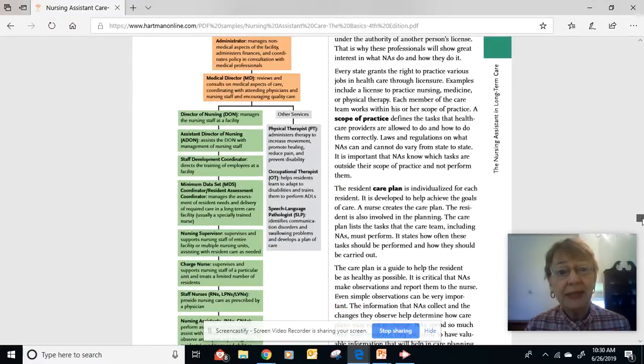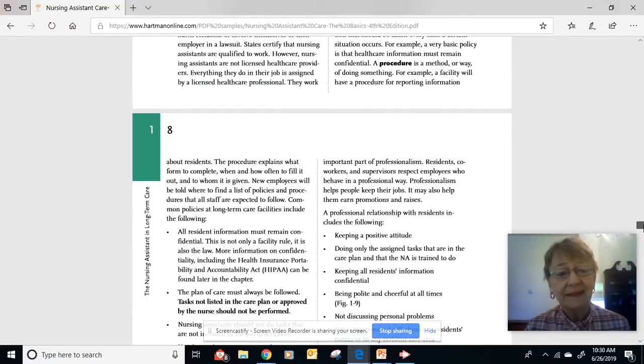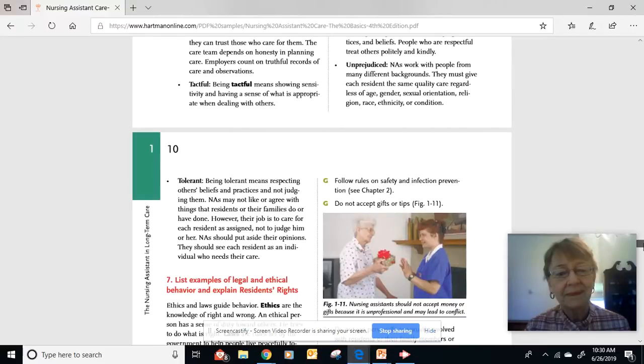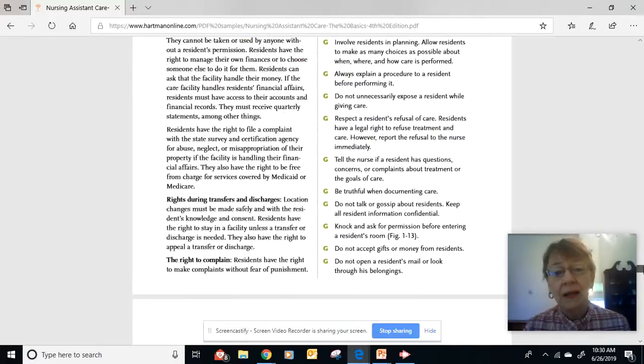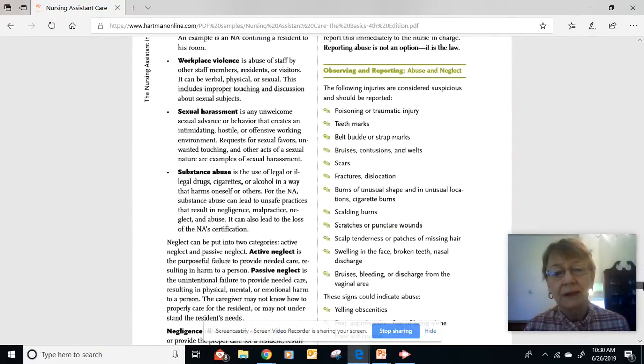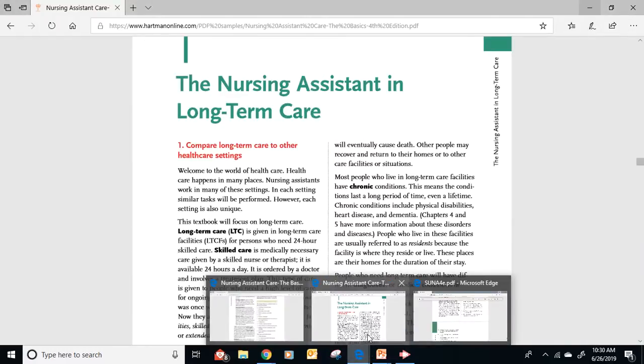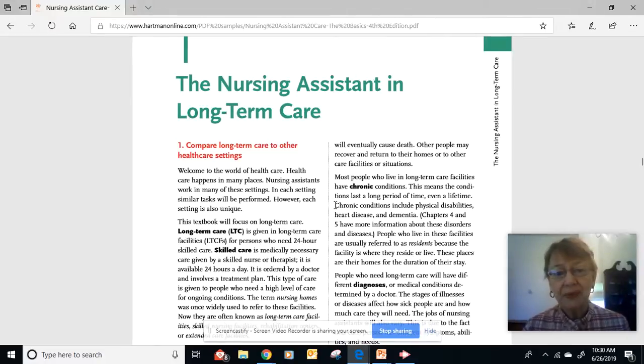This looks like an impressive graphic. Guidelines for supporting the resident rights are highlighted in green. Also highlighted in green are signs of abuse and neglect, which you will be expected to report as a nursing assistant. If you have previewed your chapter, you are ready to begin reading.